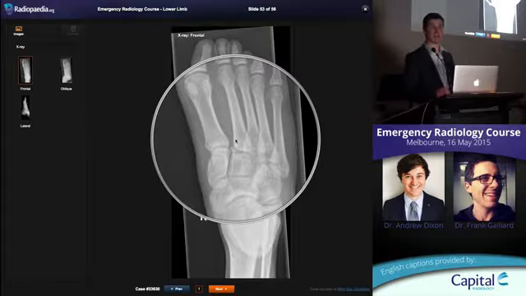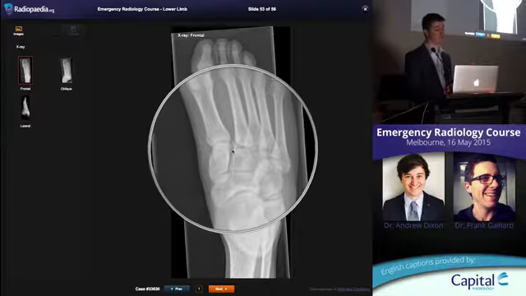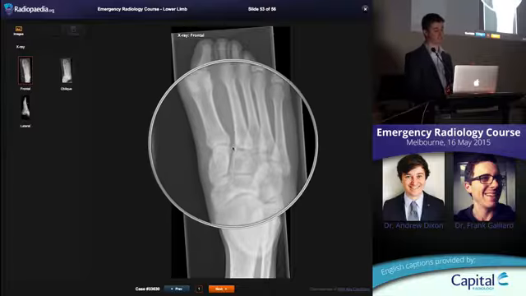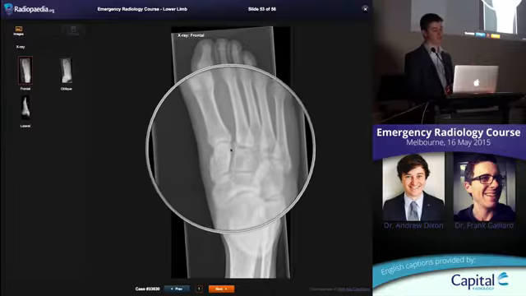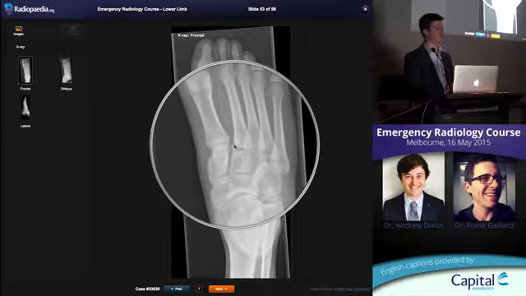This is another case where the vast majority of people who looked at this got it wrong, missed the injury. Okay, and yet this is a very, very important injury to detect. Okay, so a little avulsion fracture where that Lisfranc ligament is going to insert.